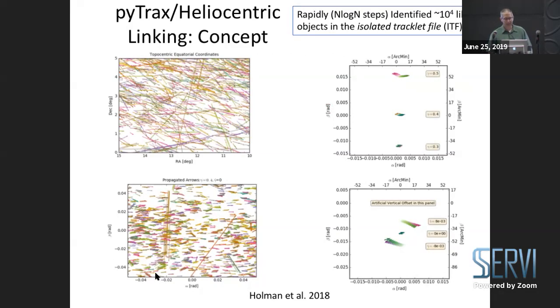Heliocentric linking is being implemented in and tested at the Minor Planet Center. It's been run on a few instances, and will be integrated with the upgrades to the processing.